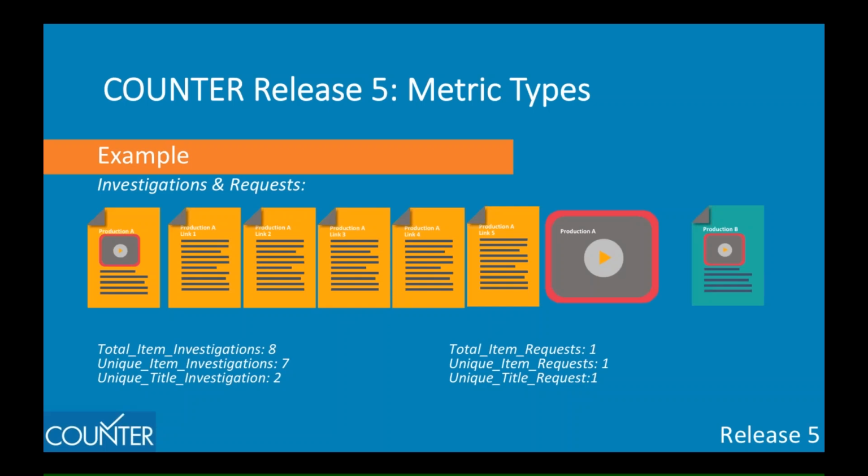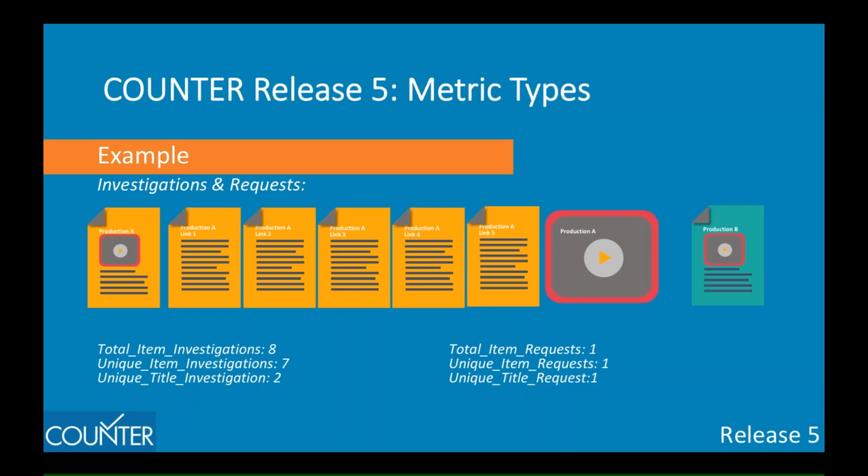And let's look at her actions. Initially she clicks on the production A page and sees it, and she clicks 5 different links on the production page. And then she played the video, and later on she went back to the search result page and clicked on production B.